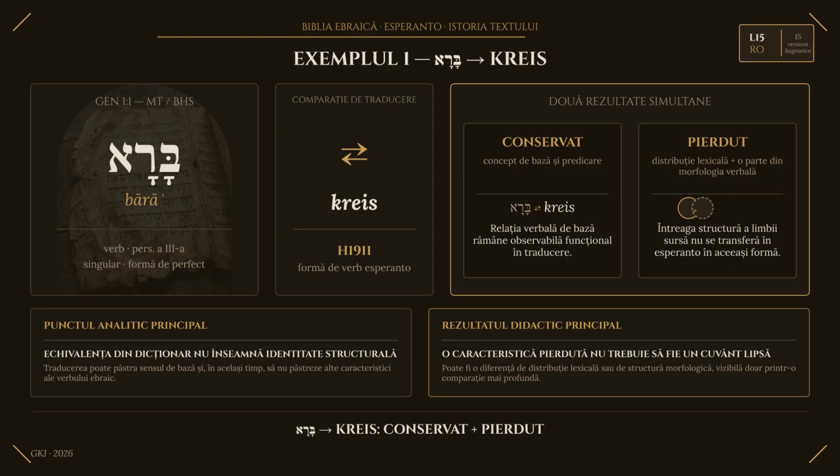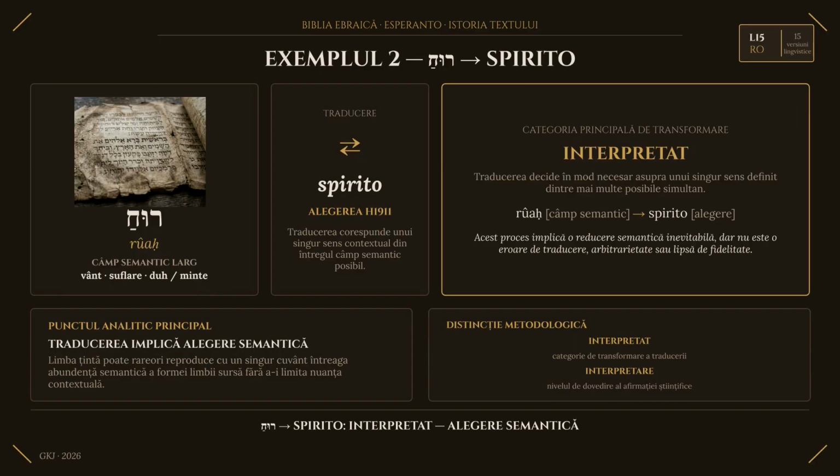Consider the Hebrew verb bārāḥ. In the 1911 edition, it is translated as Christ. While the base concept is conserved, the underlying verbal morphology is lost. This illustrates how translation often involves simultaneous gains and losses. For the Hebrew rûaḥ, with its broad semantic field including wind, breath, and spirit, Zamenhof chose spirito. This is an interpreted transformation, where the translator must select one contextually defined meaning from several possibilities.